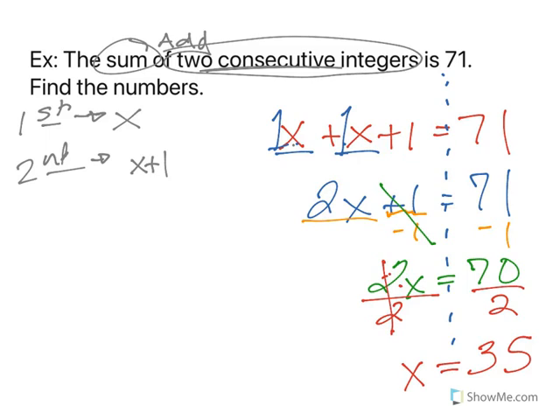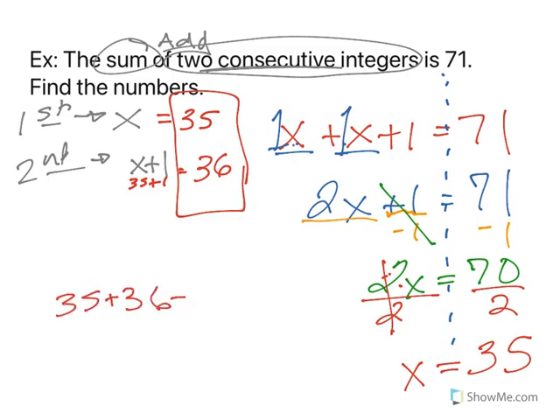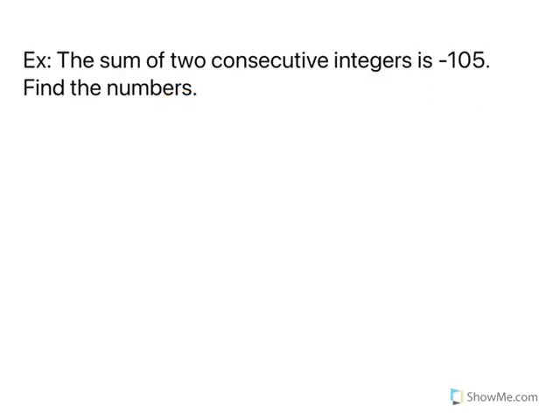So by this, we mean that our first number is 35, and then 35 plus 1 gives me 36. So my two numbers would be 35 and 36. And check them. If 35 plus 36 equals 71, then we know we're correct. Let's do one with negative numbers.